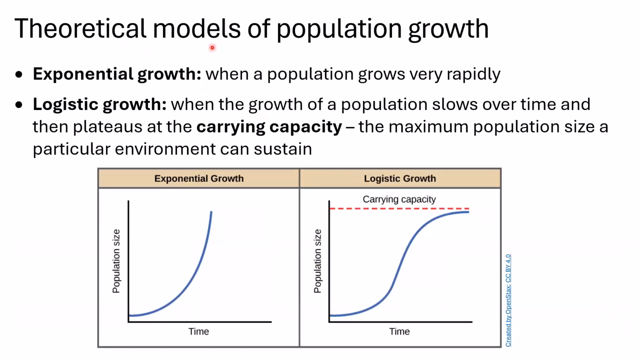There are two models for how a population can grow. Exponential growth occurs when a population grows very rapidly, and this generally occurs when a species is introduced to a new area with abundant resources and few predators. However, over time, populations will generally begin to show logistic growth. This occurs when there are limited resources, leading to population growth slowing down over time. Eventually, it plateaus at the carrying capacity, which is a maximum population size that can be sustained by an environment.